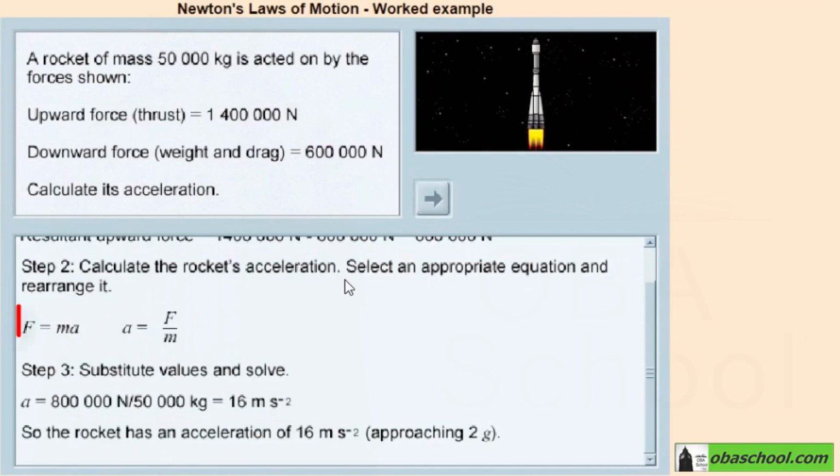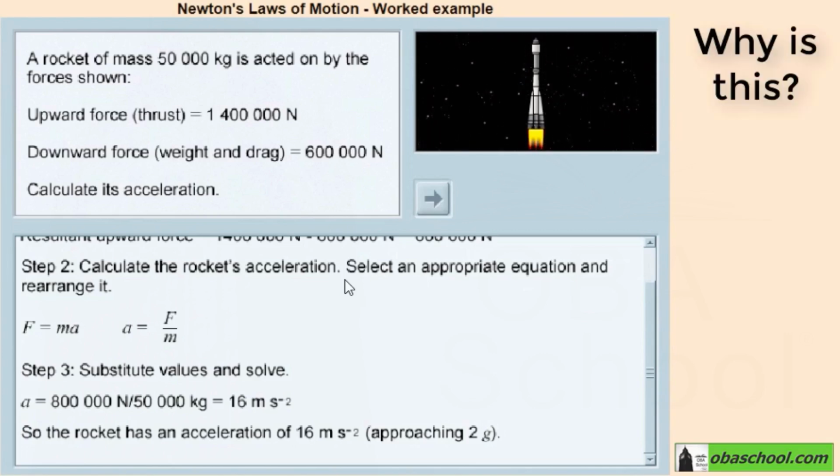Note that the equation F equals m times a only applies when the mass of the object is constant. In this case, we can apply the equation even though the rocket's mass is changing. Why is this? Yes, we are calculating the mass of the rocket at a time's instant, so we only need to know its mass at that instant.